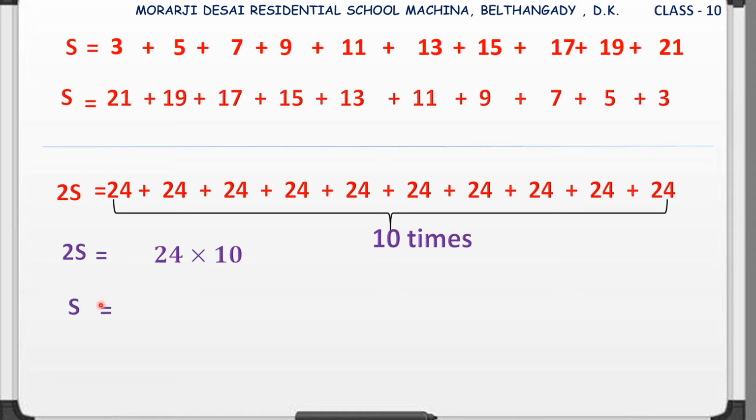So S is equal to 24 into 10 by 2. So the sum of the terms of the given AP, that is 3, 5, 7 up to 21, is 24 into 10 by 2. Let us remember the steps we followed here and let us find the general formula to find the sum of n terms of an AP.